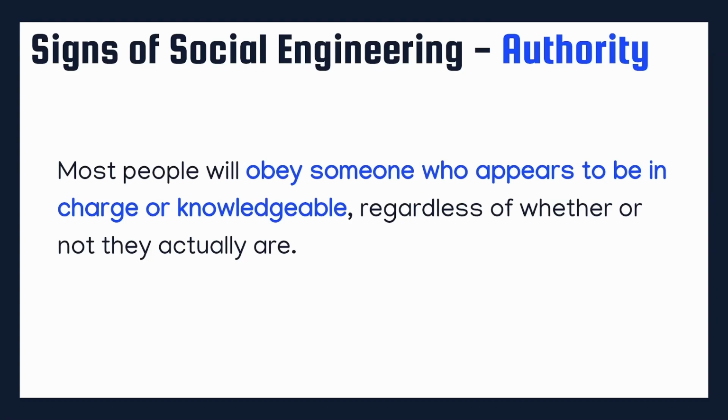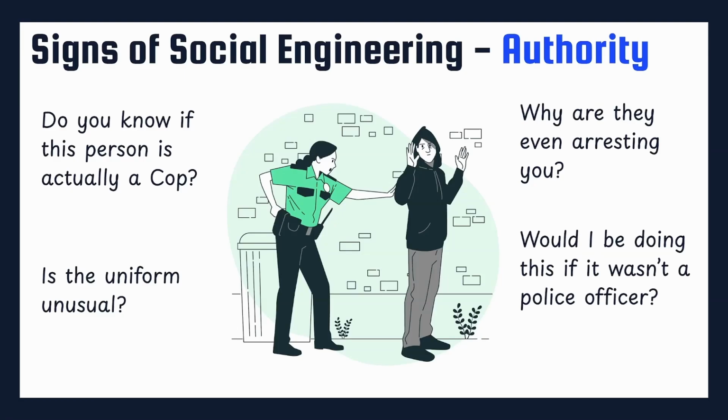If your manager was suddenly to tell you to start working on a new task, most people's first reaction is to do what you are told. Not many people would question it. In this situation, we have a police officer and yourself. Some questions to ask yourself are, do you know if the person is a police officer or are they impersonating one? Is there anything unusual about the uniform? What is the cause of the arrest? If this person was not a police officer, would you still be doing what you're doing right now? These are all important questions to ask yourself in this situation and can help in identifying a possible social engineer attempt.